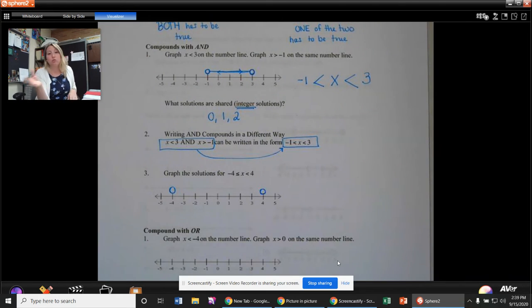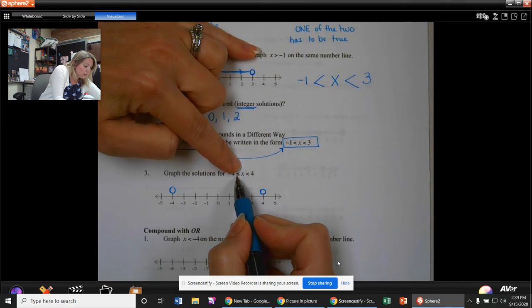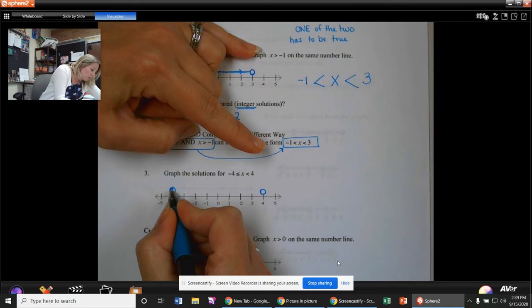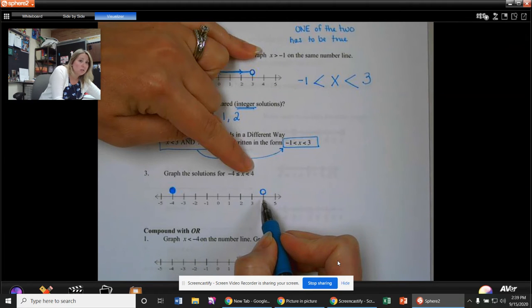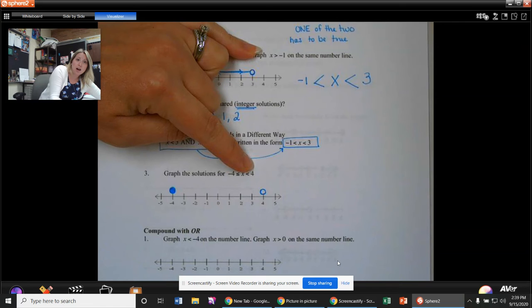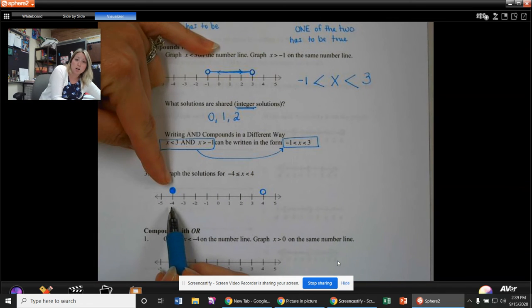Now, do either of these circles get filled in? Yes. Which one? -4. Why? Because it's next to the less than or equal to. So this number in question gets filled in. Will the +4 circle get filled in? No, it does not have an equal to piece. X cannot be 4. Can X be -4? Yes.